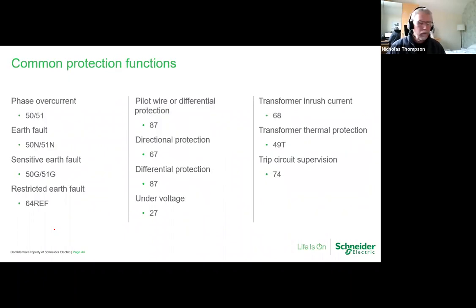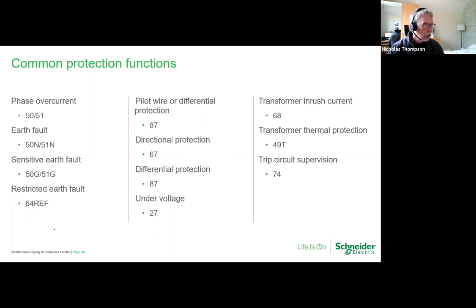So overcurrent and earth fault, those are the two common ones that you're going to come across day in, day out. But then when you talk about restricted earth fault, this can be used for advanced transformer protection, or you would find restricted earth fault on LV as well. Pilot wire or differential protection, that's just looking at a lump of cable between two circuit breakers. Directional protection is going to be something quite sophisticated, where you're potentially going to have fault current flowing in the opposite direction.